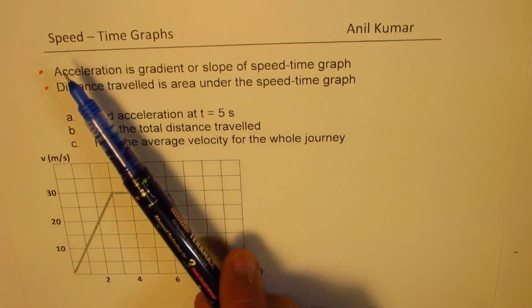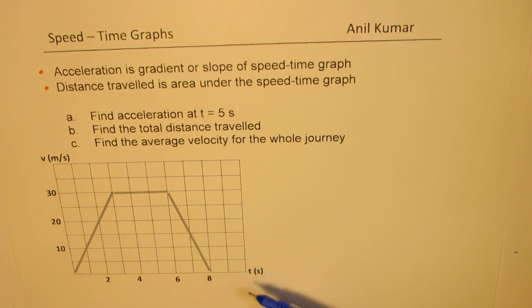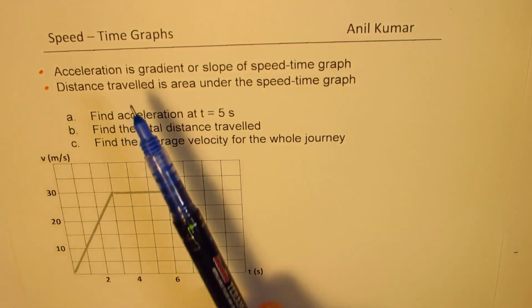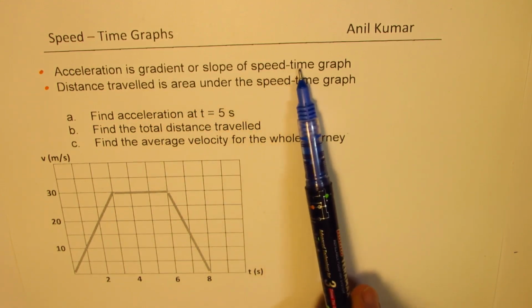We'll now consider speed and time graph. Here is a velocity versus time graph which we are going to analyze and answer the given questions. Before we begin, it's important to note that acceleration is gradient or slope of speed time graph.